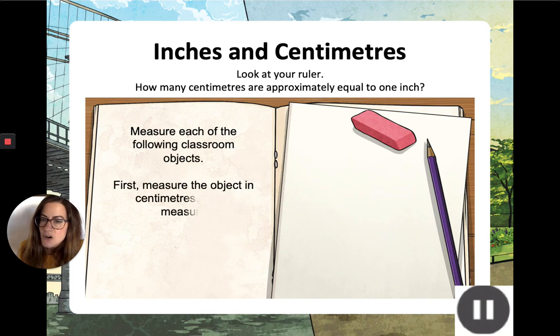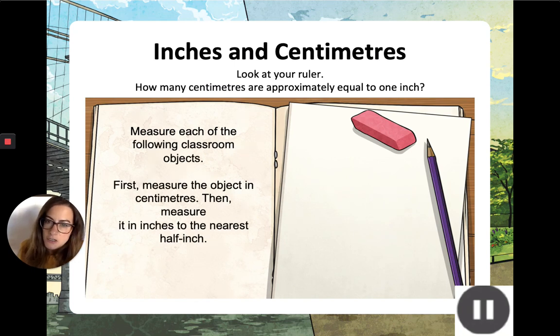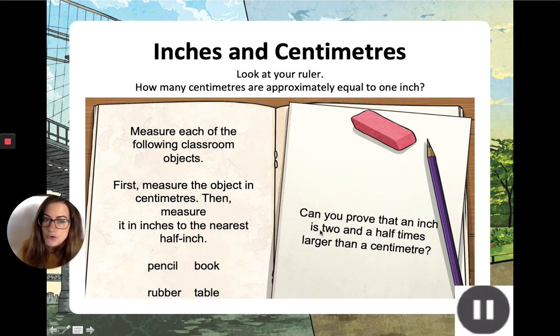See if you can find some things that you would typically find in a classroom. So things like pencils, books, rubbers, maybe the table that you're working on, and see if you can measure them. This is only if you have a ruler, don't worry if you don't. Measure them in centimetres and measure them in inches, and see if you can prove that an inch is 2.5 times larger than a centimetre. So if you have got a ruler, have a go at measuring some objects in centimetres and inches. If you don't have a ruler, just skip on to the next bit.